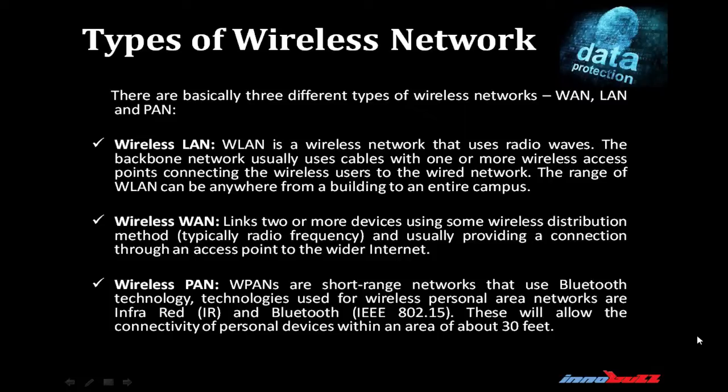Wireless PAN. Wireless PAN is a short-range network that uses Bluetooth technology. Technologies used for wireless personal area network are infrared and Bluetooth, which is also called IEEE 802.15. These will allow the connectivity of personal devices within an area of about 30 feet.